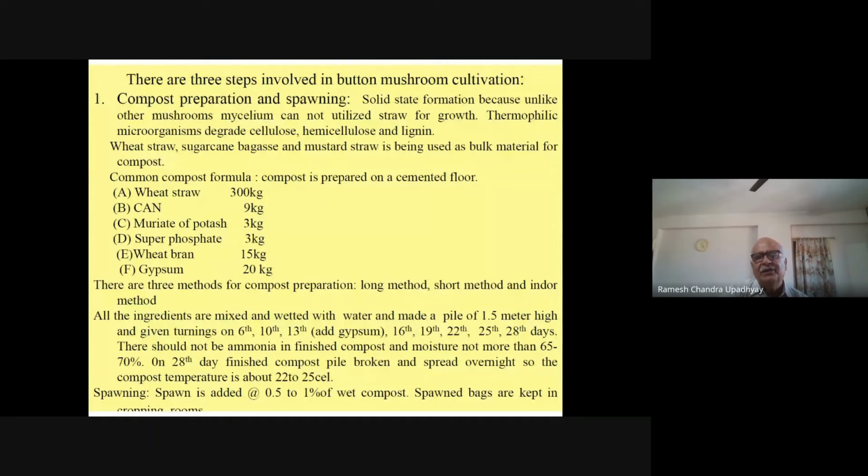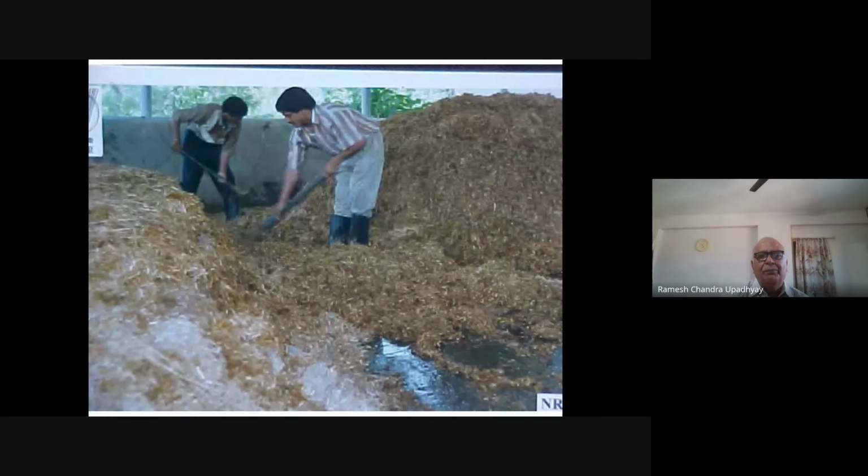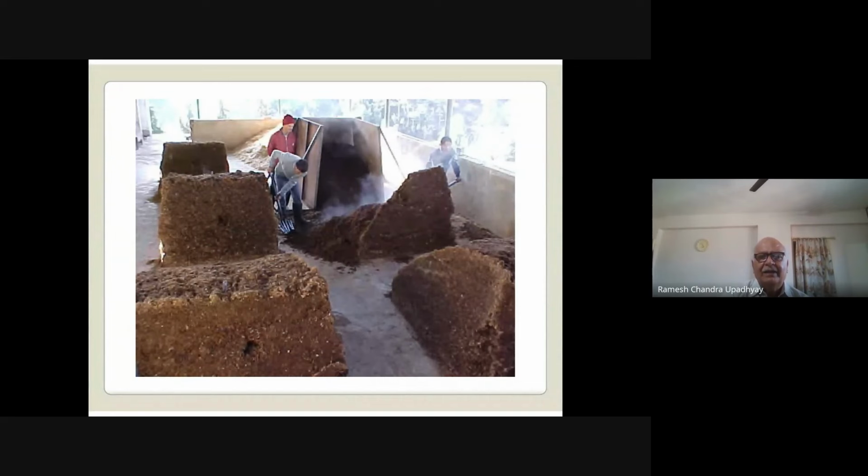Next one. You can see how these people are preparing compost. This is the compost wetting. And all the ingredients are mixed, and they are mixing. And after that, next one, they will raise the pile. You can see these are the compost piles. Height is about five feet, and breadth is also 5. Lengthwise, you can go any size.